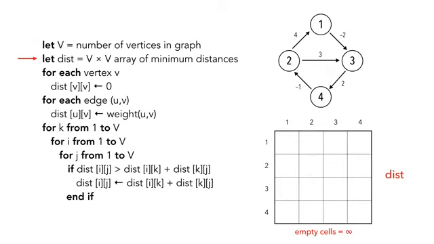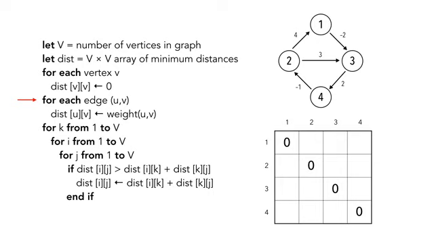We create a distance array that keeps track of the shortest path between nodes. For example, row 3, column 4 will store the shortest path from node 3 to node 4. Let's initialize each node's path to itself to 0.